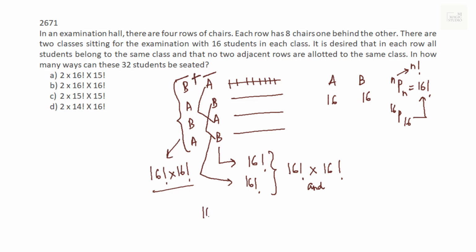So total number of cases would be factorial 16 into factorial 16 plus factorial 16 into factorial 16. One apple plus another apple is 2 apples. That is 2 into factorial 16 into factorial 16. That features in option B.